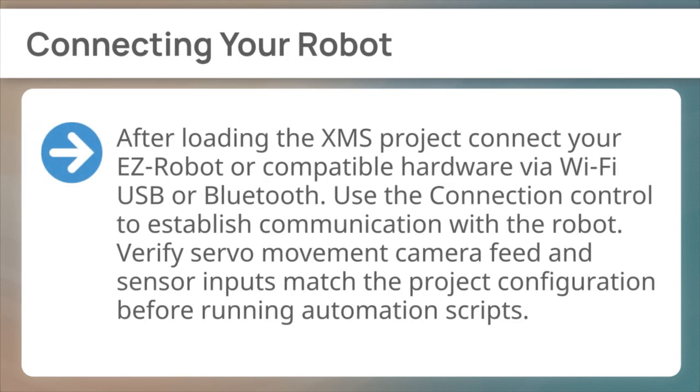Next, connecting your robot. After loading the XMS project, connect your Easy Robot or compatible hardware via Wi-Fi, USB, or Bluetooth. Use the connection control to establish communication with the robot. Verify servo movement, camera feed, and sensor inputs. Match the project configuration before running automation scripts.